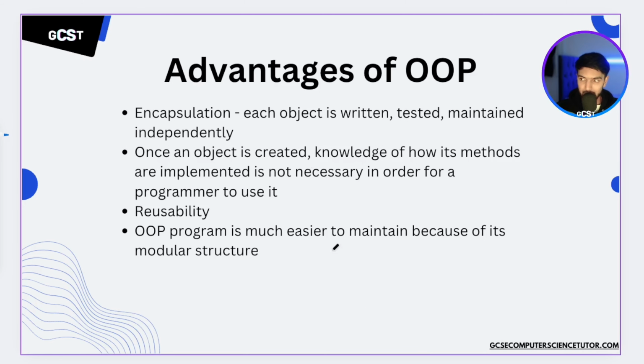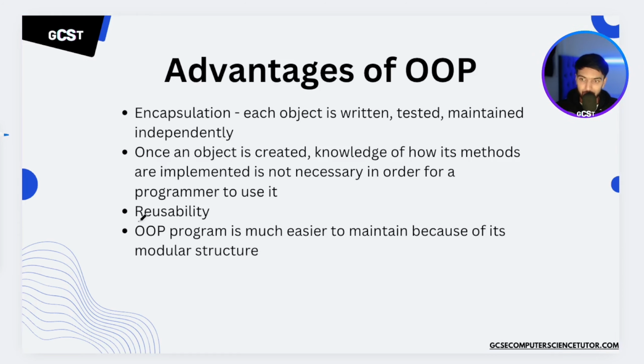And we can see some of the advantages of object-oriented programming. So encapsulation. Once an object is created, knowledge of how its methods are implemented is not required in order for the programmer to use it. It's like using libraries and functions. Those are objects that you don't really need to understand inside. This way, each object is written, tested, and maintained independently, saving time, etc. And also you can reuse these classes once you set them. So maybe you have a class for a data structure and then you can just use it wherever you want. So you call a stack wherever you want to use it in your program. So these are some of the advantages that you can apply to a question.